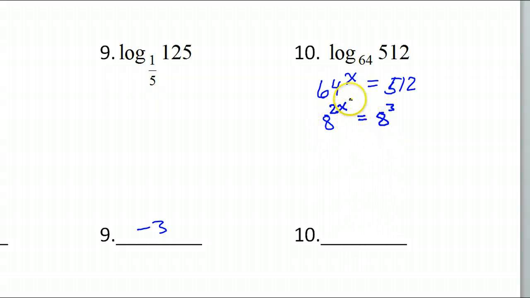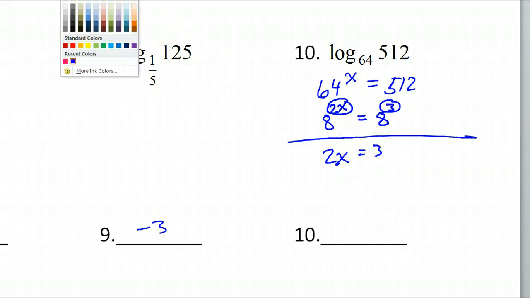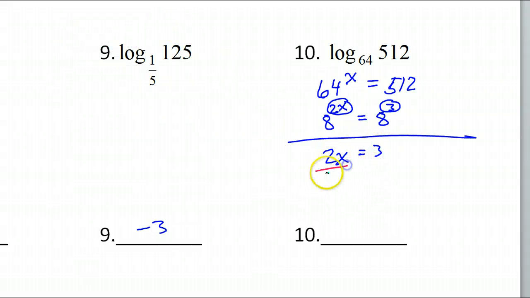They have to be the same base. Since they're the same base, then logic tells us that the exponents have to be the same. In other words, 2x must equal 3, and you can divide by 2 on both sides. So you see that x would then be 3 over 2. So that is the answer. Alright, absorb that.